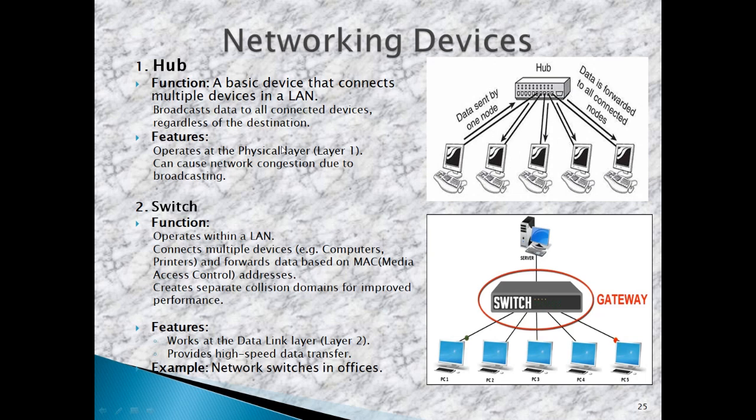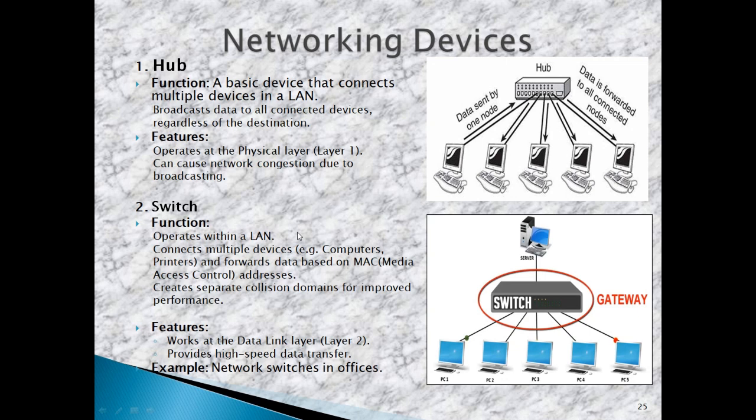That is the hub. Now, the features is that it operates on the physical layer, which is based on the devices connected, and can cause congestion due to broadcasting. It means that because every device receives the information that was sent, it can cause jams and slowdowns.